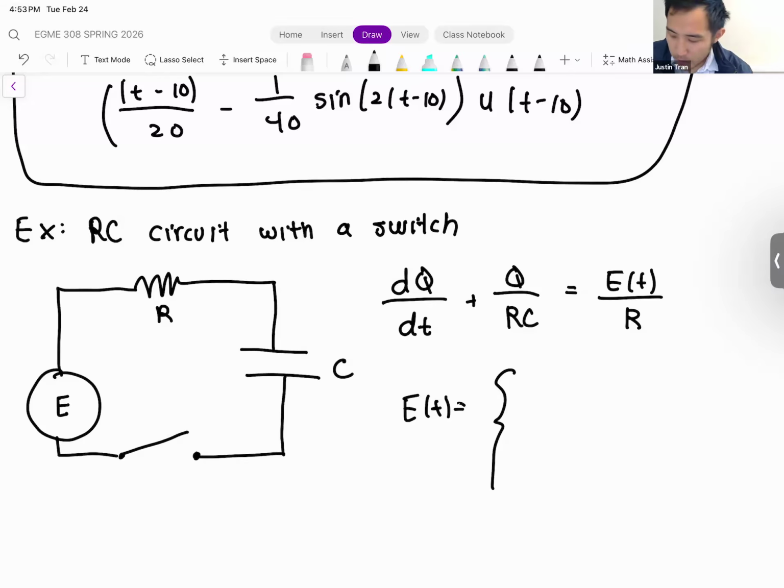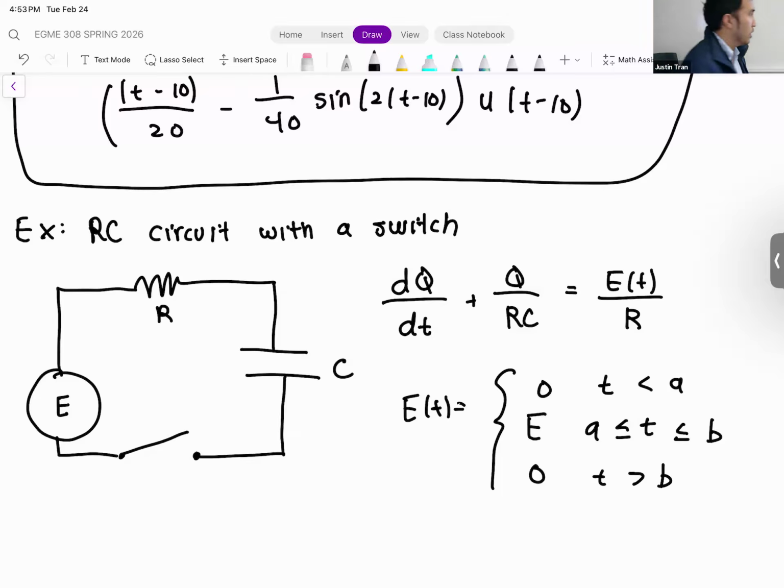We said that the battery is going to be disconnected at first, so it's going to have a value of 0 when t is less than some number a. So we're going to flip it on at t equals a. Then our forcing function is going to have a value of E between t equals a and t equals b. And then at t equals b, we're going to shut it off again, and it's going to abruptly go back down to 0.